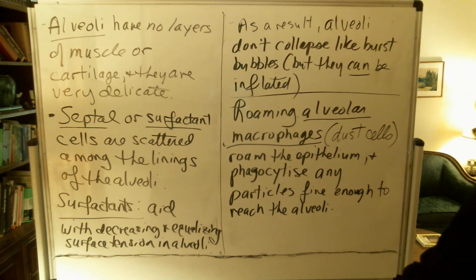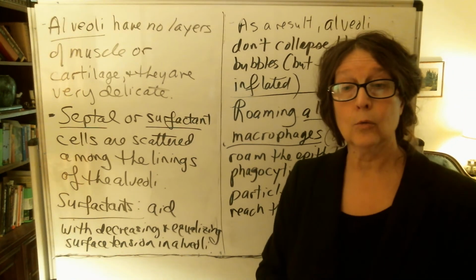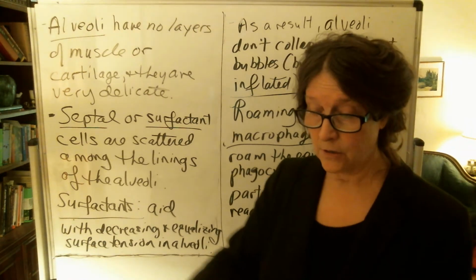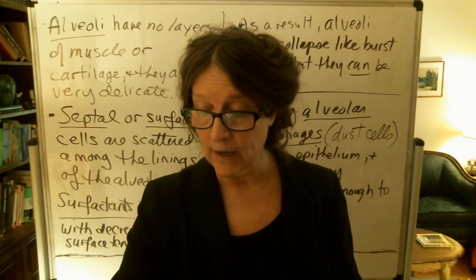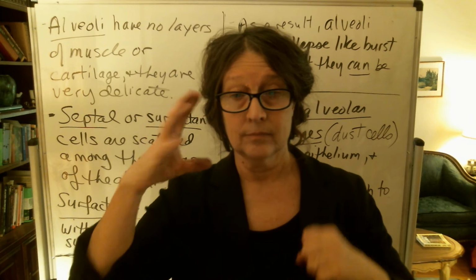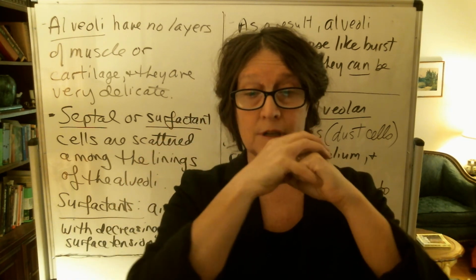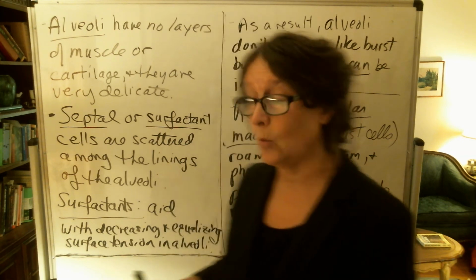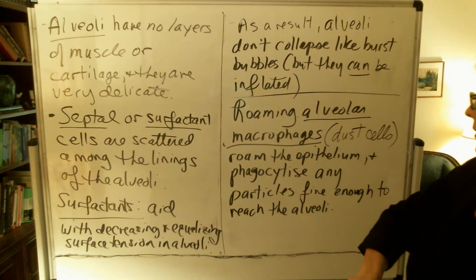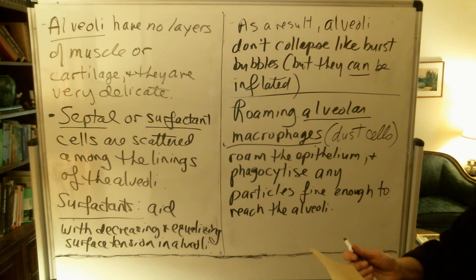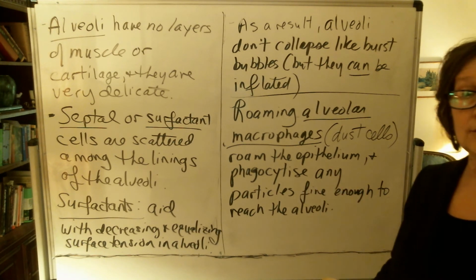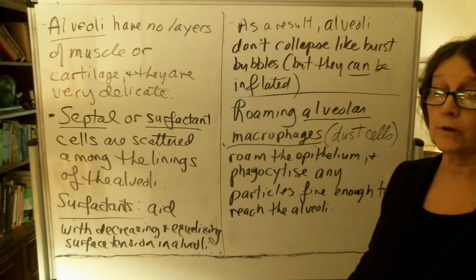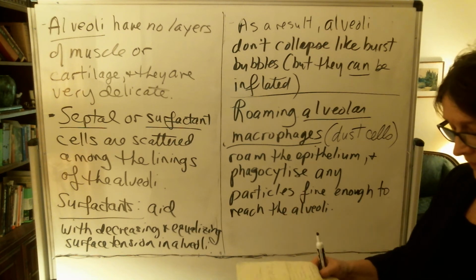So what did I just say there? Again, remember phagocytosis. This is where you have one cell that basically devours another cell and takes it in and digests it. So as I said, we have these alveolar macrophages that will go around and try and find any particles, like bacteria, for instance, that might have gotten that far.